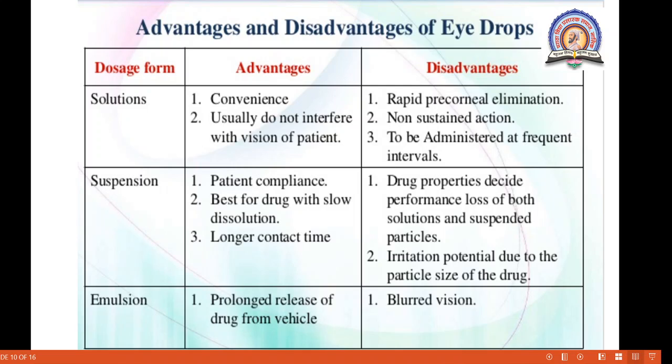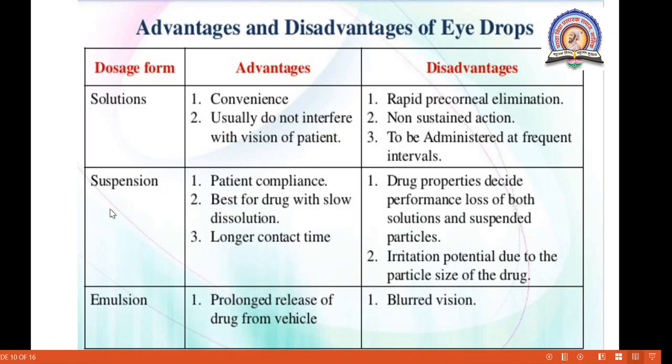These eye drops are present in three forms: solution, suspension and emulsion. So advantages and disadvantages are there. Convenience, and they usually do not interfere with the vision of the patient. If our eye drop is in the form of solution, it does not interfere with the vision of the patient. Then rapid elimination, this is the disadvantage. Then non-sustained action, to be administered at frequent intervals.